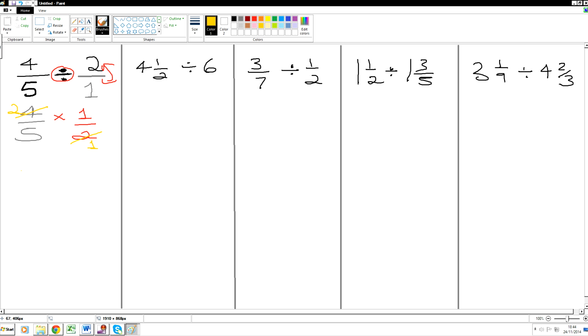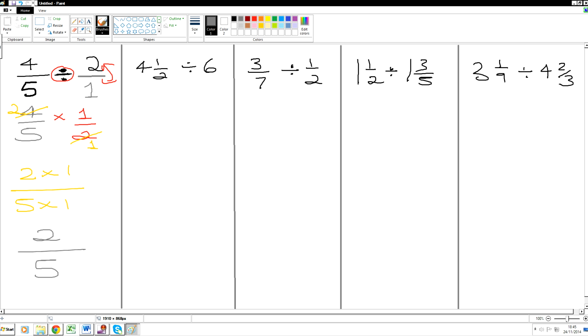Now what do we do now? We multiply out the top numbers and multiply out the bottom numbers. So 2 times by 1 is 2. 5 times by 1 is 5, and that's the end of the question. It's not top heavy. We can't cancel that anymore because the numbers are prime, and that is the end of the question for those 2 reasons. Okay, are we happy with that? Let's move on to the next question.